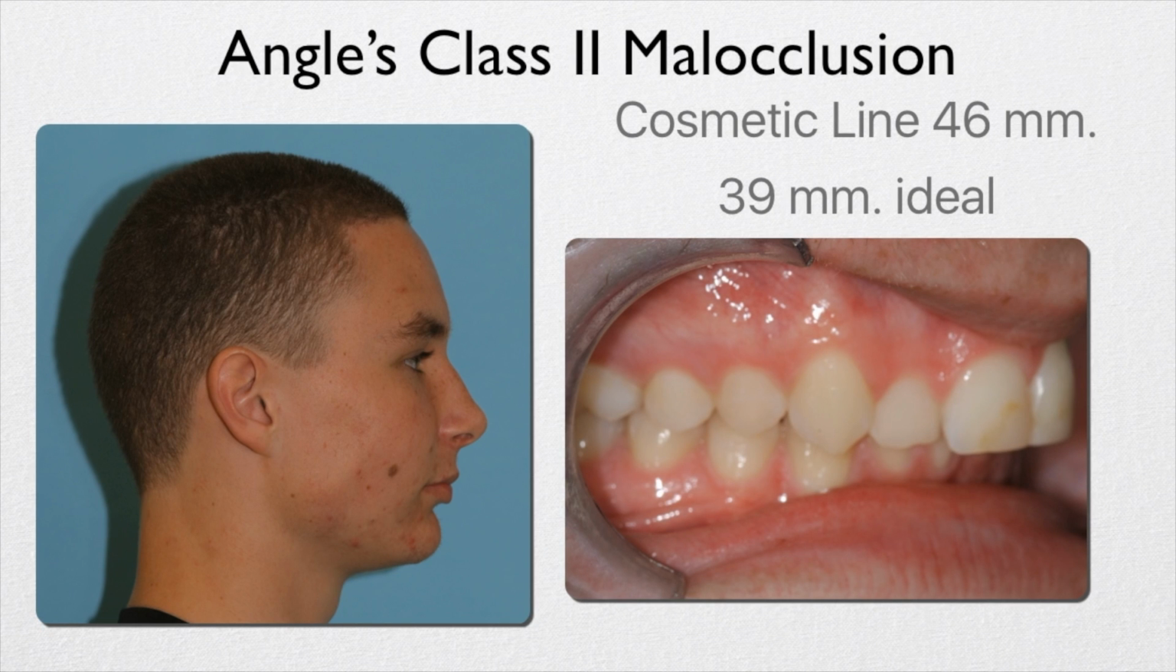Let's look at a class 2 malocclusion. In this particular case, this boy's Cosmetic Line is 46 millimeters, and it should be 39. Basically, this means that the maxilla is too far back and the mandible is even farther back. But this is completely congruous with what we've talked about previously, where class 2 malocclusions have the maxilla set too far back, and they're never too far forward. So this Cosmetic Line, in this case, shows very accurately how that applies.